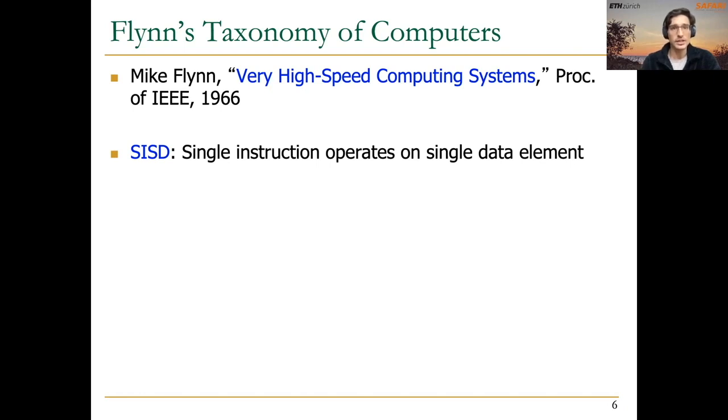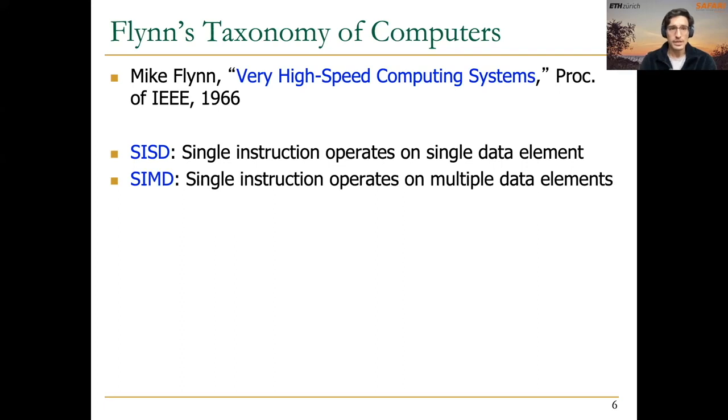The easiest example here is whatever single core processor that you may think about. It will probably be running a single thread of execution and will be operating on input data sequentially, right? Data by data. The second class in this taxonomy of computers is SIMD, which is the topic that we cover today. Single instruction operates on multiple data.